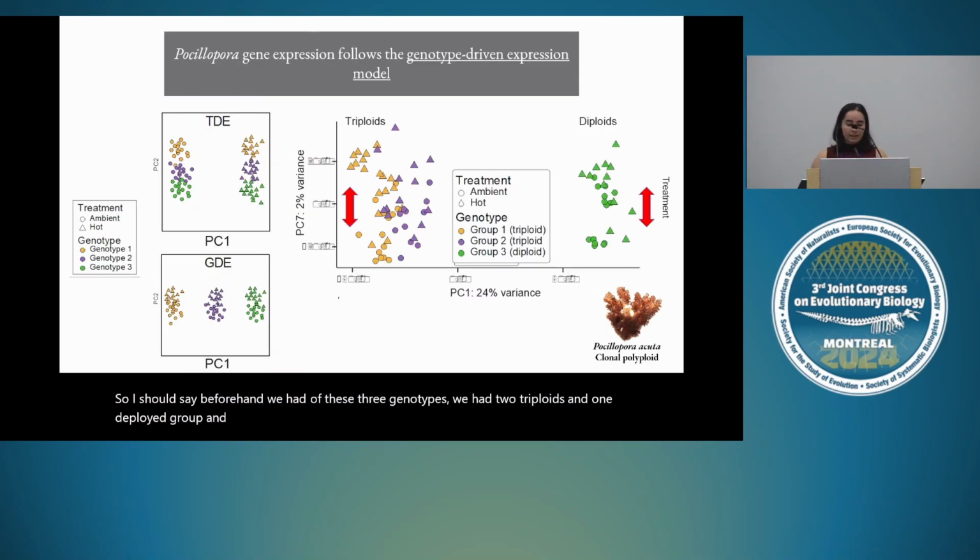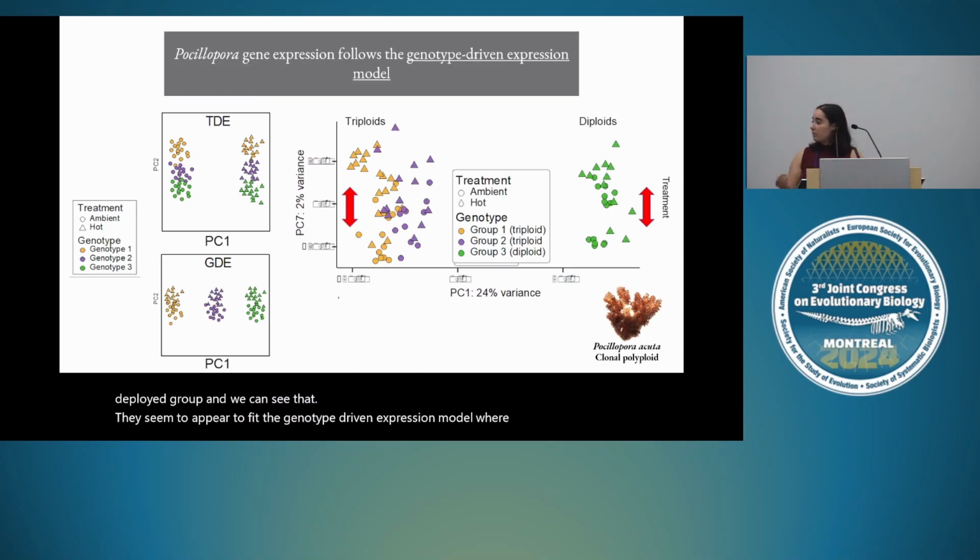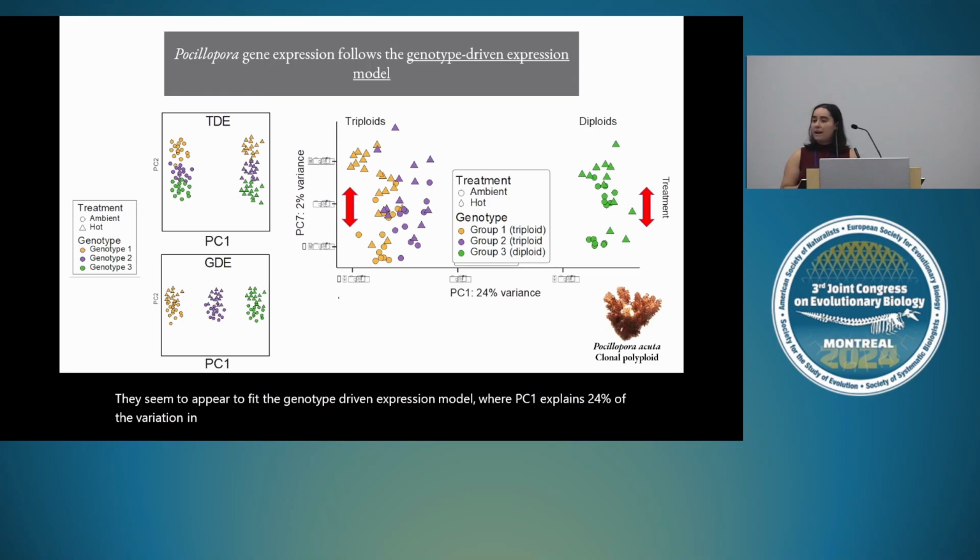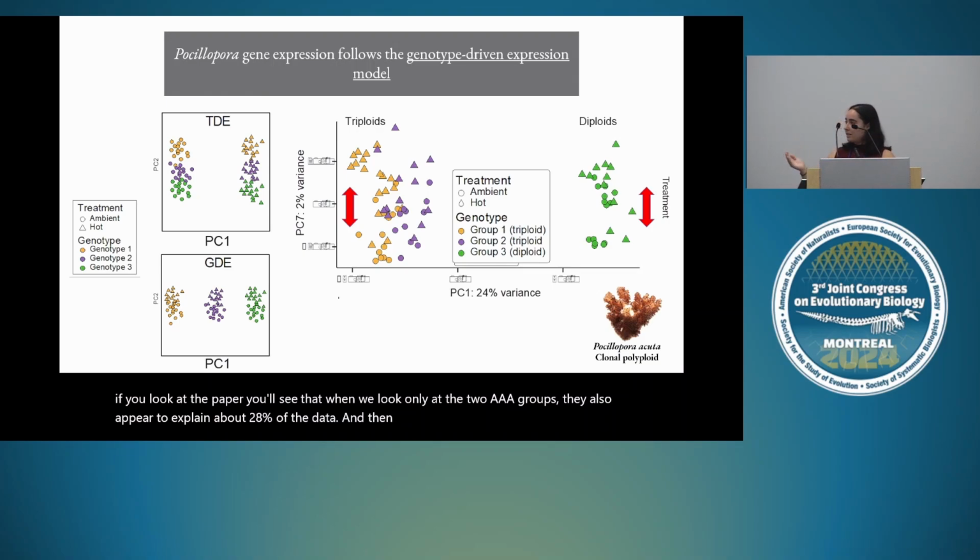We can see that they appear to fit the genotype-driven expression model, where PC1 explains 24% of the variation in the data, and our 2 ploidy groups are separated on PC2. As an aside, if you look at the paper, you'll see that when we look only at the 2 triploid groups, they also appear to explain about 28% of the data. And then here, PC7 only explains 2% of the data, but it is highly correlated with treatment.